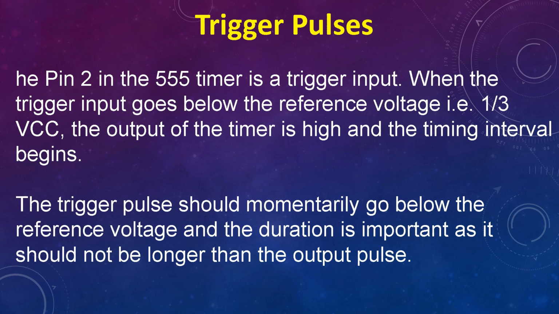Trigger pulses. Pin 2 in the 555 timer is a trigger input. When the trigger input goes below the reference voltage, i.e. 1/3 VCC, the output of the timer is high and the timing interval begins. The trigger pulse should momentarily go below the reference voltage, and the duration is important as it should not be longer than the output pulse.